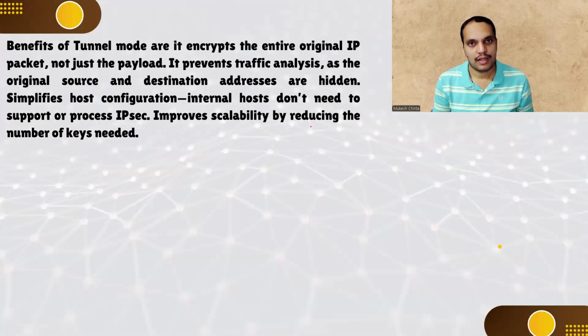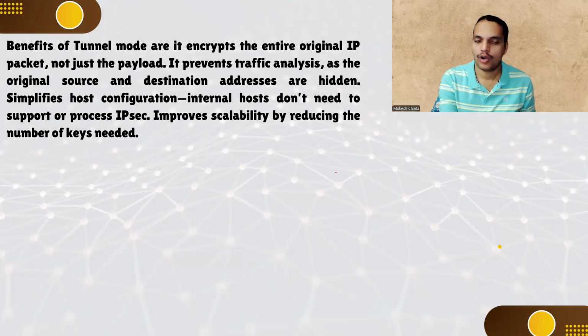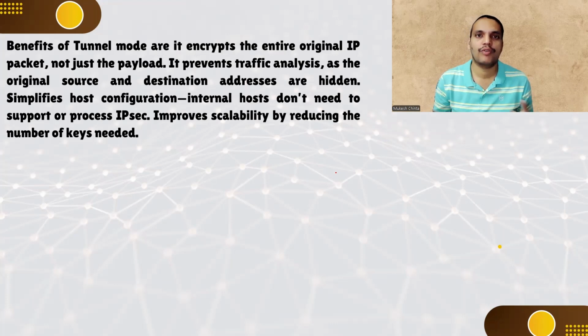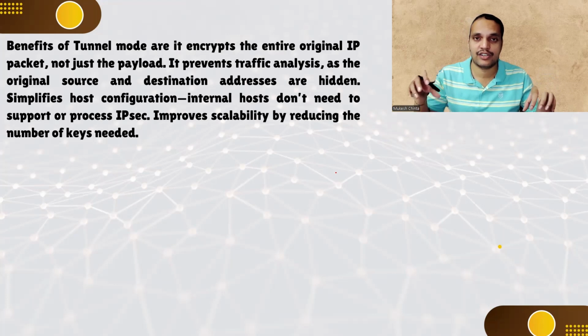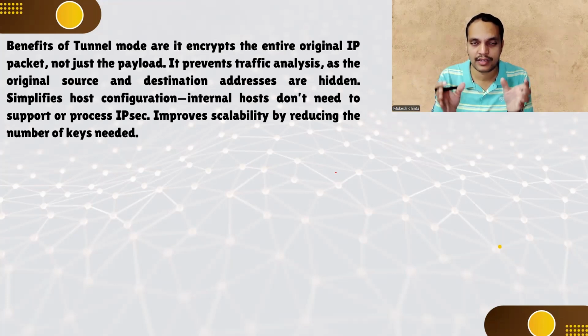Coming to the end, the benefits of tunnel mode are: it encrypts the original IP packet, not just the payload. It encrypts the complete packet. So it prevents traffic analysis, as the original source and destination addresses are now hidden. No one will know where this packet is coming from or to whom it is addressed. Now imagine there is another firewall protecting B's network, and ESP is implemented in that firewall. None of the routers in between will be able to know that the source of the packet is A and the destination is B. They will only see two appliances, two firewalls, that are communicating. That is the power of tunnel mode.